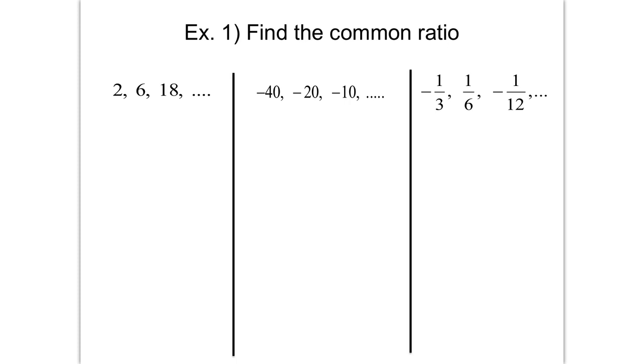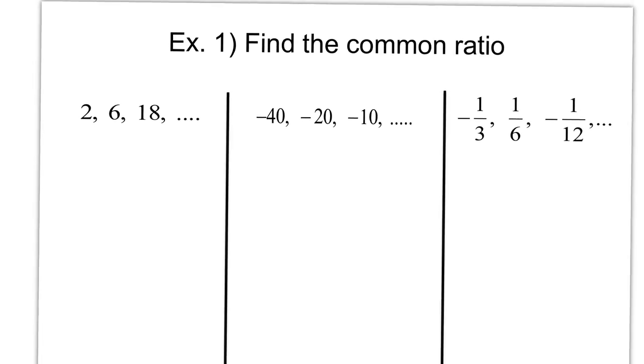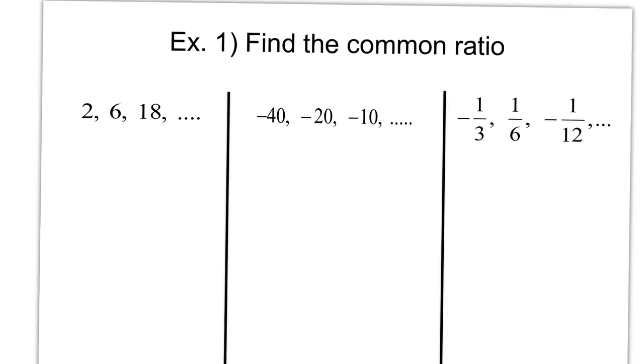I have 3 sequences on the screen, and you notice that some of them have positives and negatives, and the third one has fractions. So let's try this one here, okay? We have 2, 6, 18, and it keeps going and going. So you have dot, dot, dot.